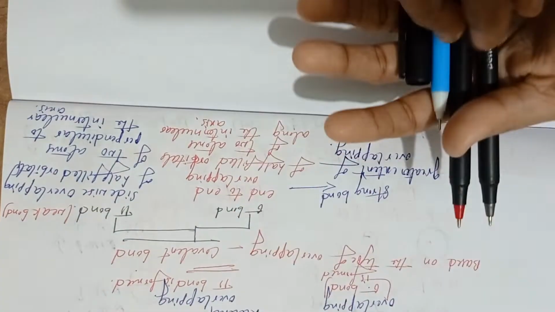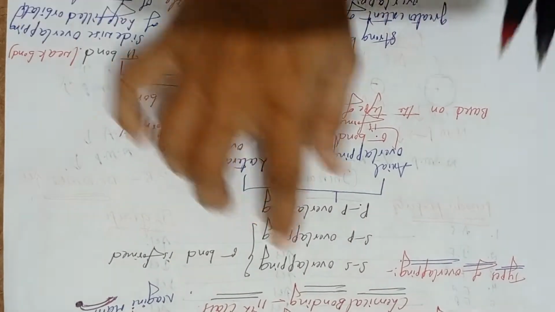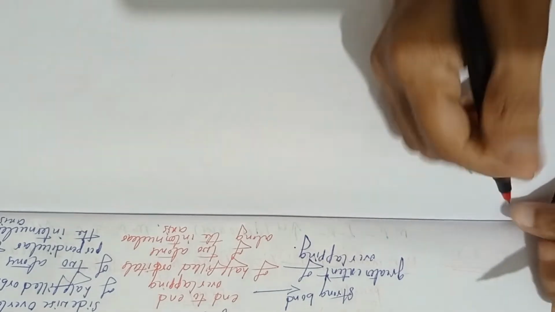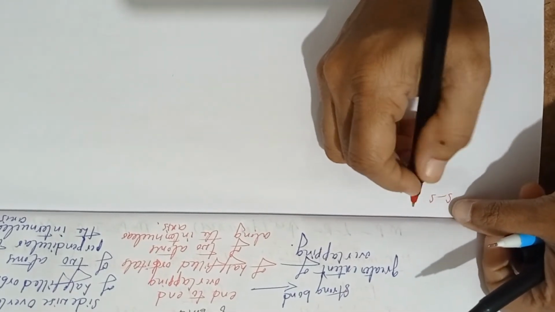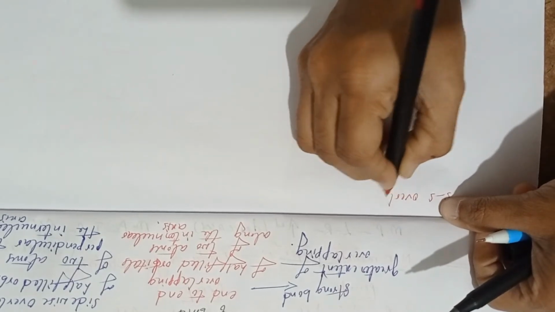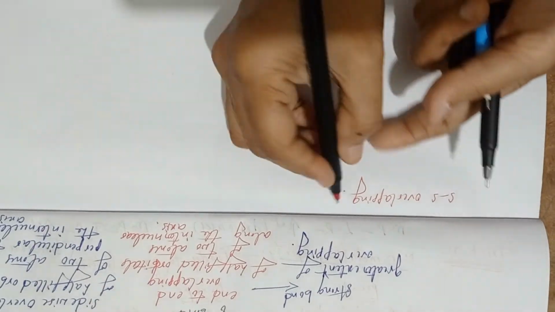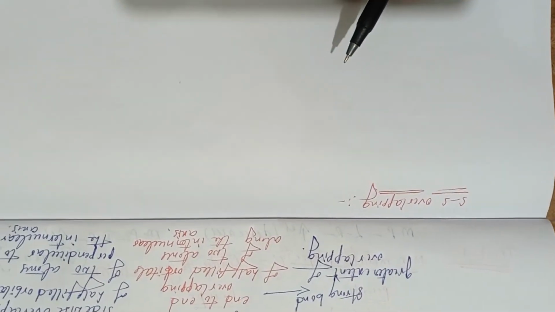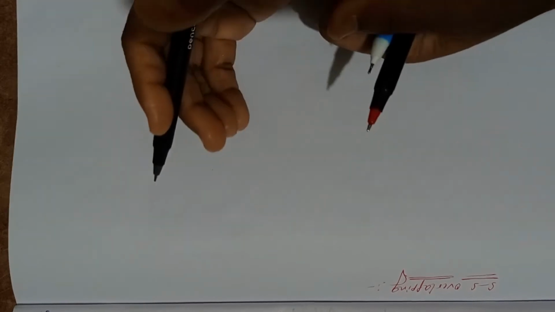Okay, now the first type, SS overlapping, I am going to discuss. SS overlapping, first type, students. Now coming to SS overlapping, what is happening? What is SS overlapping?